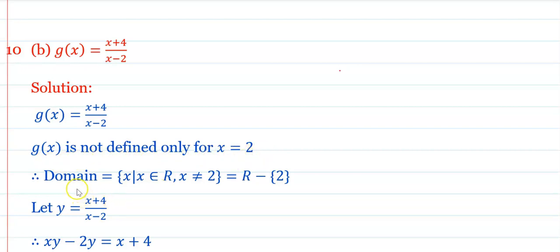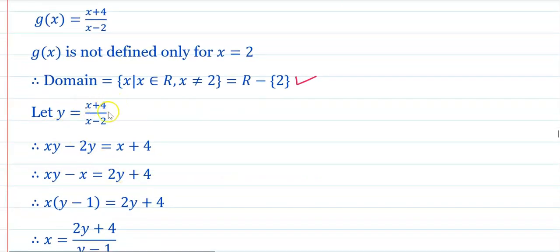Okay, therefore the domain: x is such that x belongs to the set of real numbers and x is not equal to 2. That is R minus 2. This is your domain. Let y is equal to (x plus 4) upon (x minus 2).